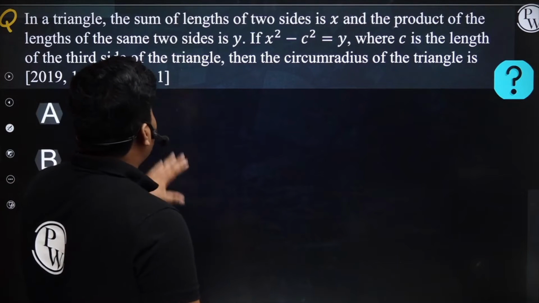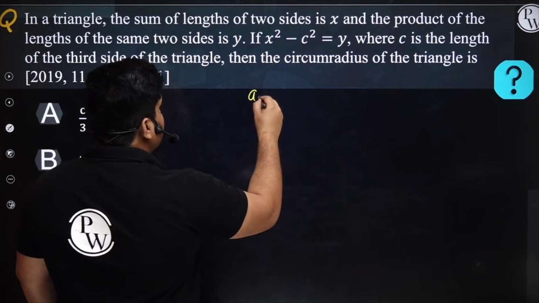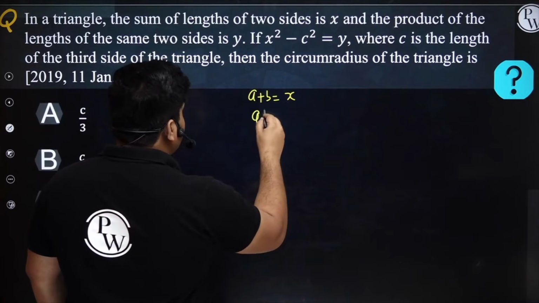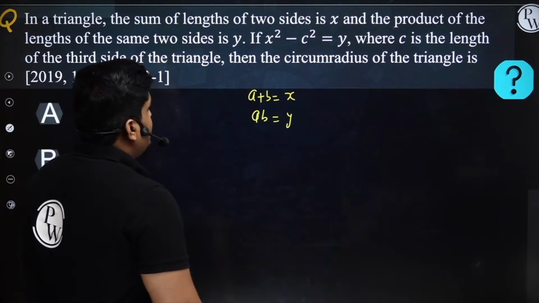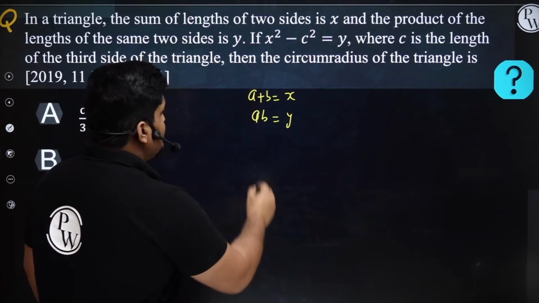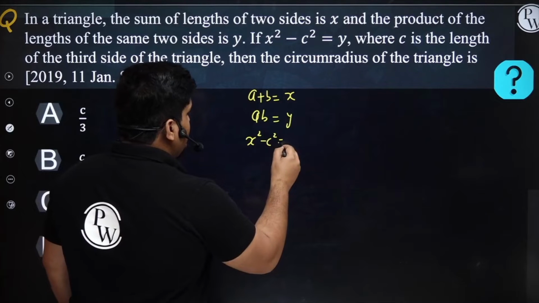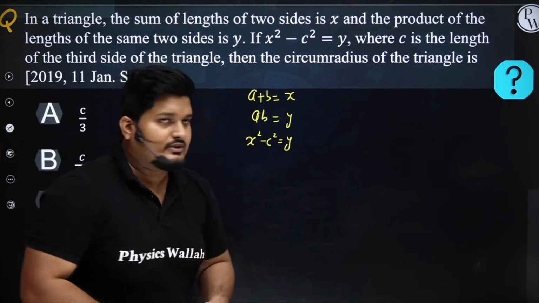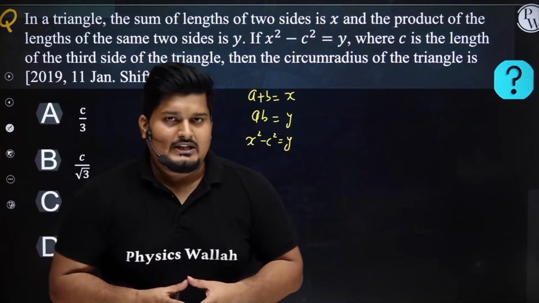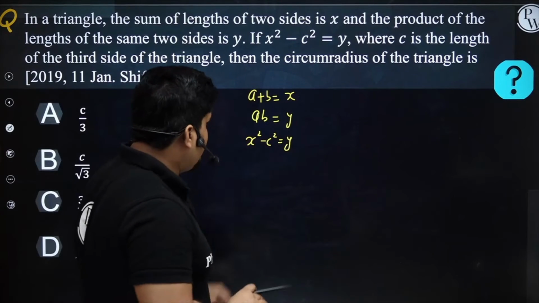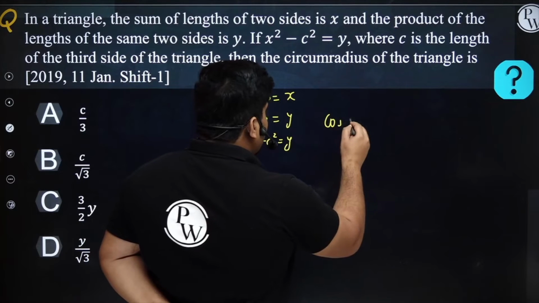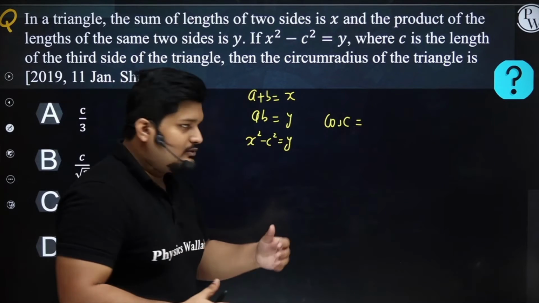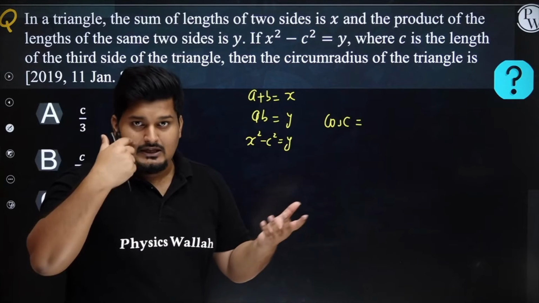Okay guys, let's solve this question now. In a triangle, the sum of the lengths of two sides, a plus b, is x, and the product of the lengths of the same two sides, a into b, is given as y. We have x square minus c square also equal to y, where c is the length of the third side. Then we have to find the circumradius of the triangle. Based on this info, let's solve for cos C, because a plus b and ab are given, so there might be some direct value calculation possible.